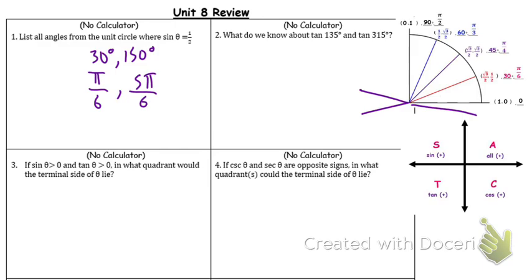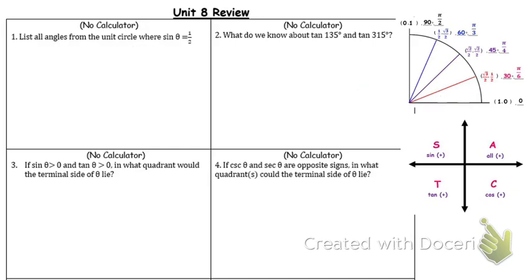Okay, what do we know about tangent of 135 and tangent of 315? So where would 135 be? 135 is going to be in quadrant 2. So 135 degrees, this would be a reference angle of 45 degrees.